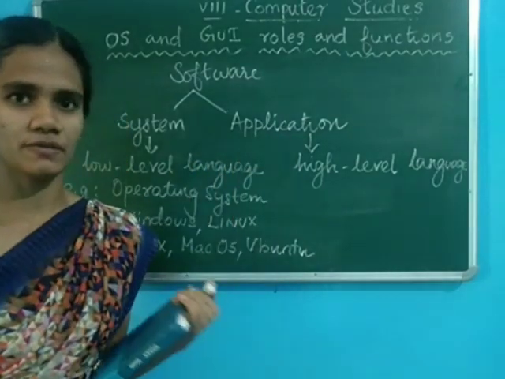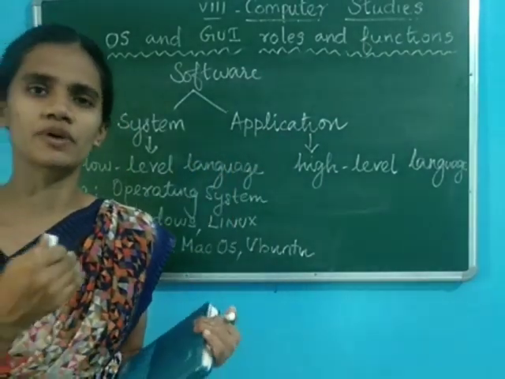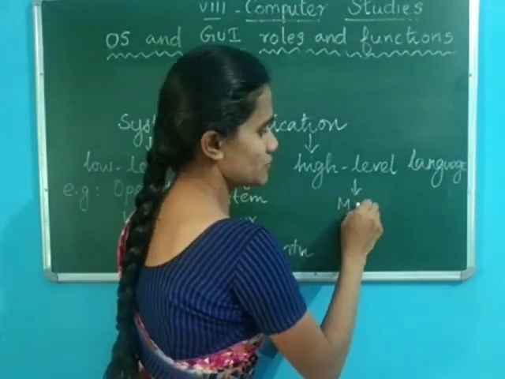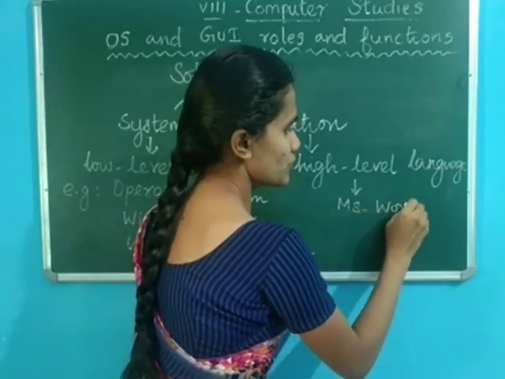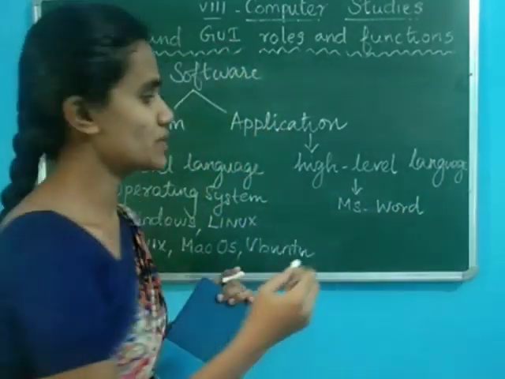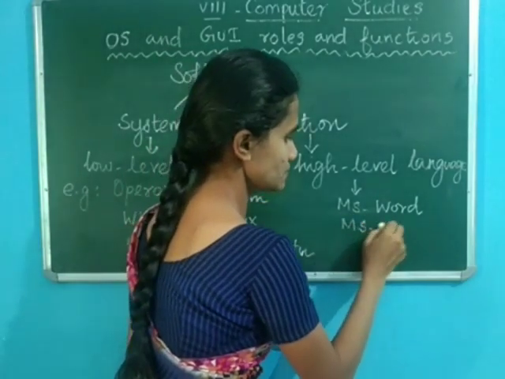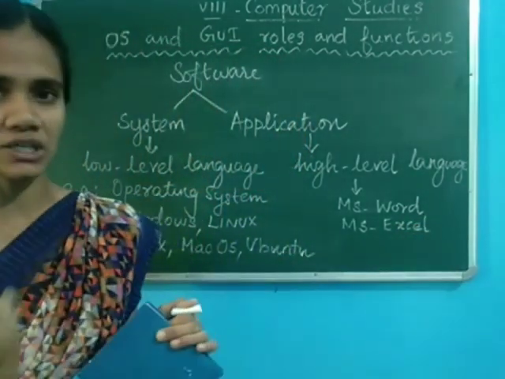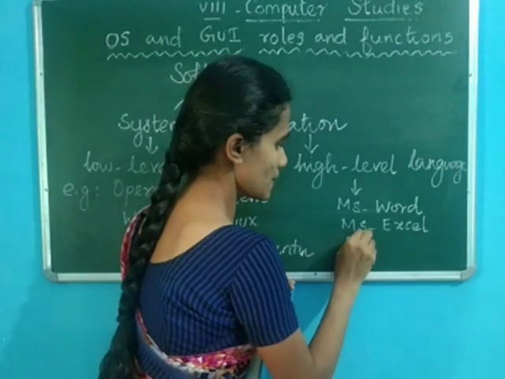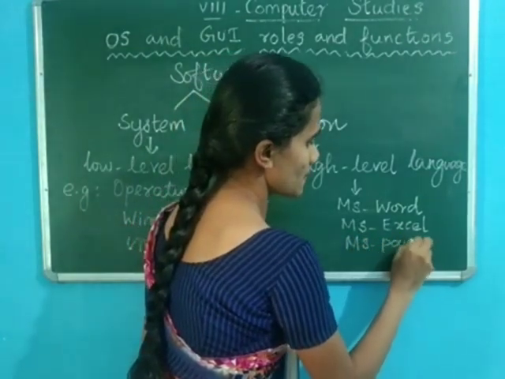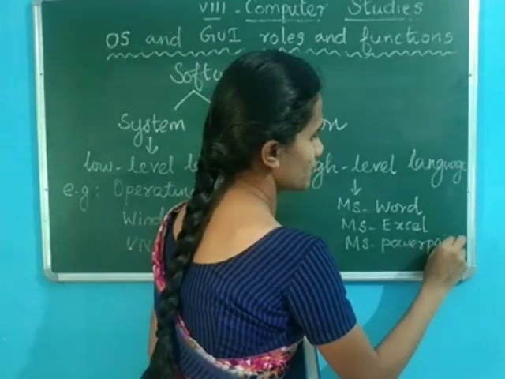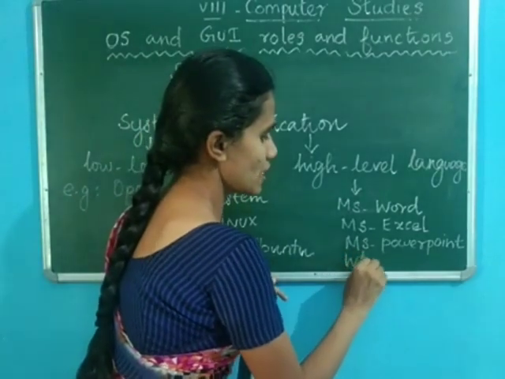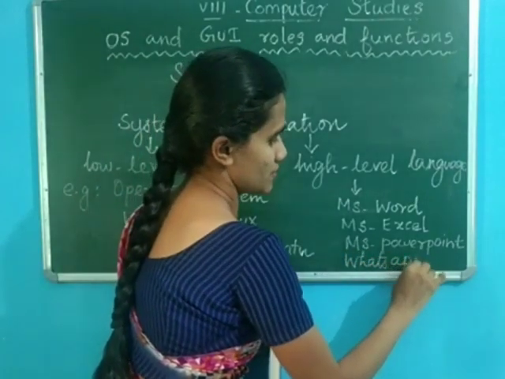Consider the application software. Nowadays we are using various application software in computers as well as in mobiles. For example, if you want to type a document, we use MS Word. If you want to perform calculations, we use MS Excel. If you want to give a presentation, we use MS PowerPoint. On mobile, WhatsApp is a type of application software.